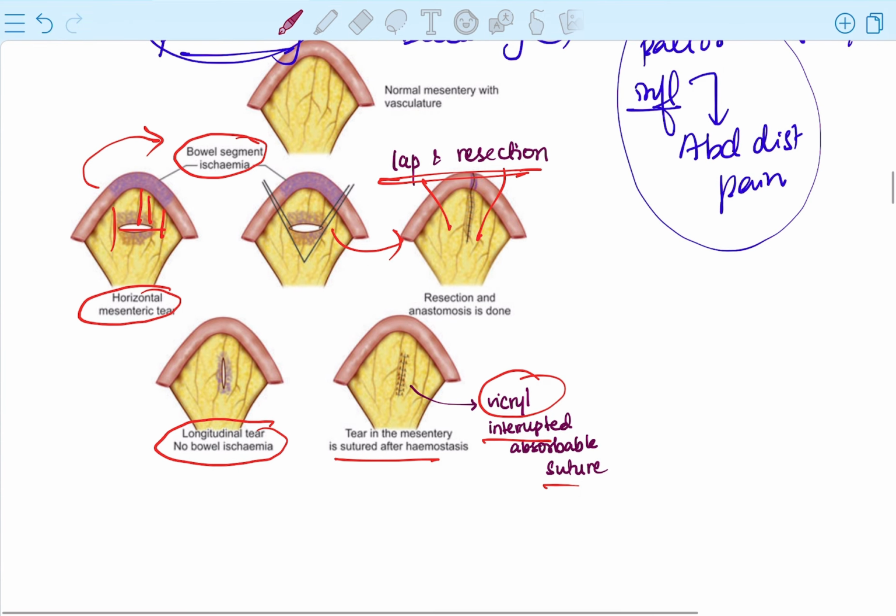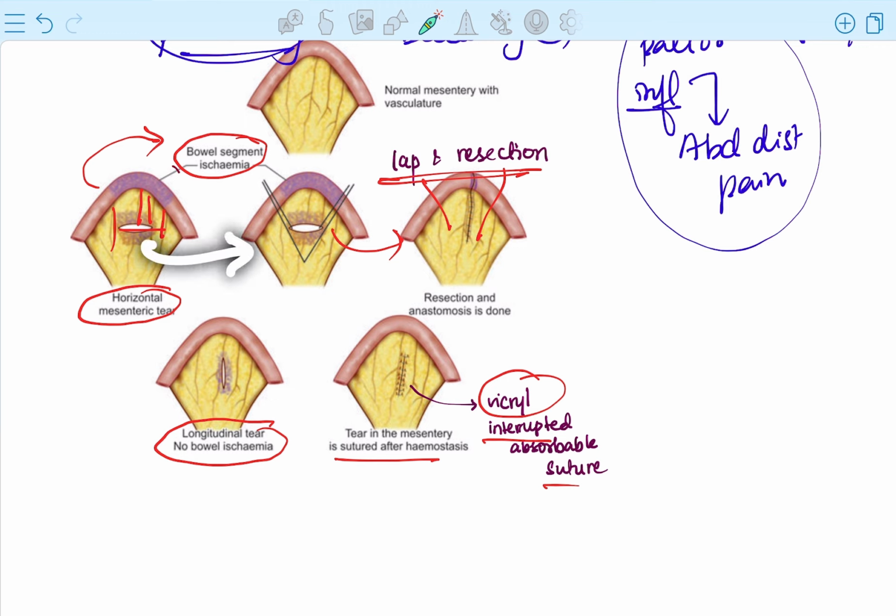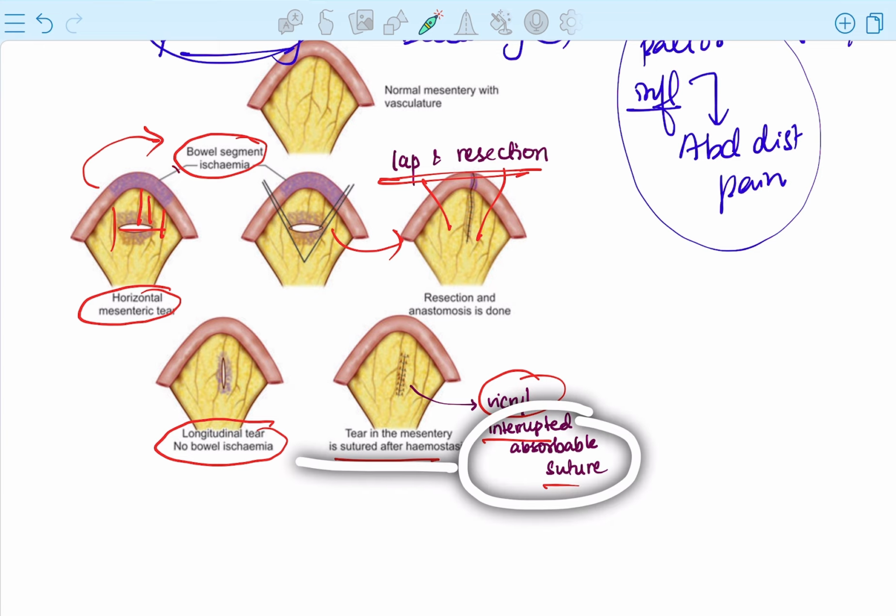When there is a horizontal tear, there will be bowel necrosis. So you have to resect the affected part, and the leftover bowel is anastomosed. When there is a vertical tear, there is going to be no bowel ischemia. So you are going to simply suture it with interrupted sutures.